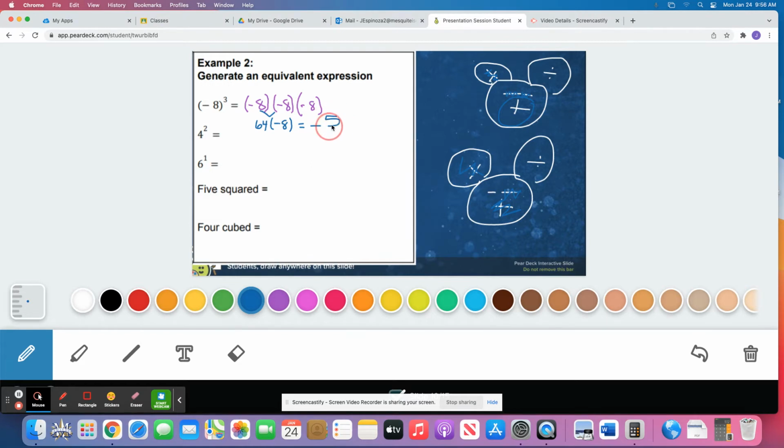Negative 512. And actually, let me erase that. And then I'm going to show you guys the difference between this one and the previous example. So again, this one should be negative 512. And remember, it's to the power of 3. That's why I have a negative.